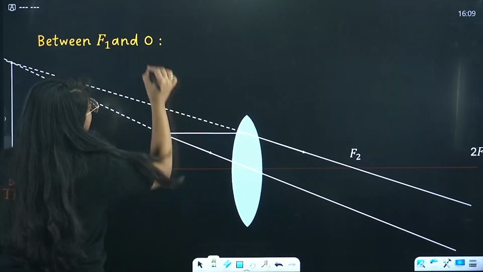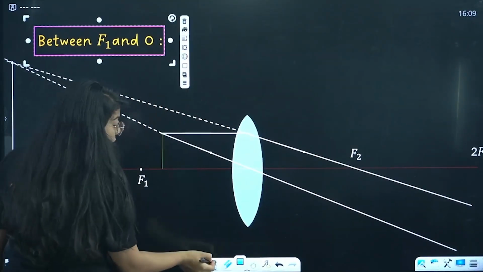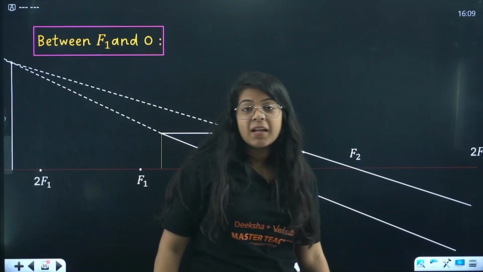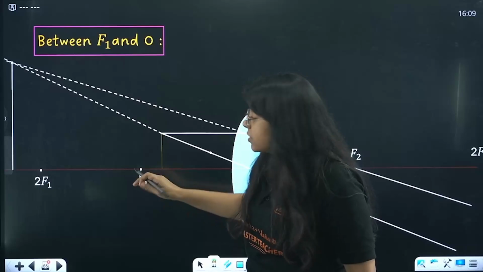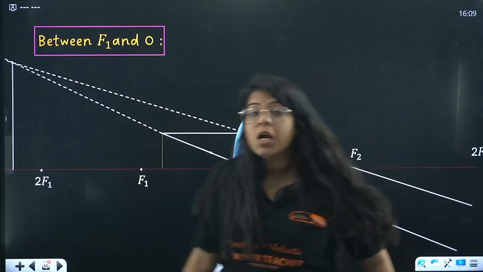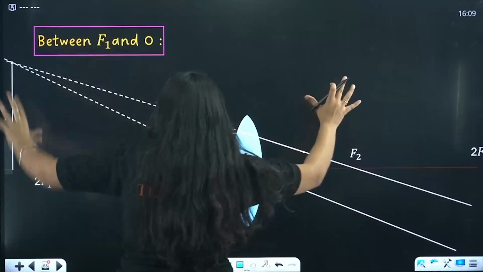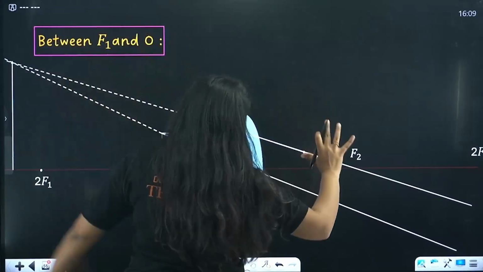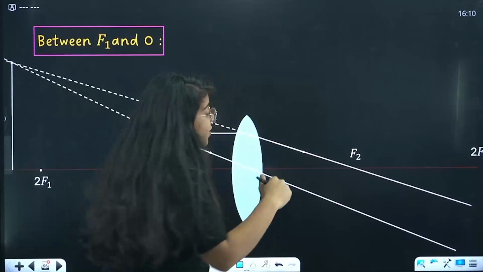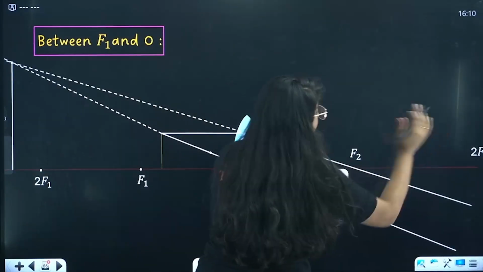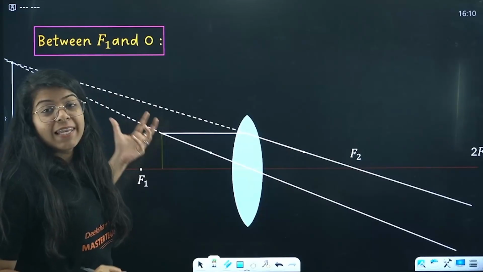So the object is between F1 and O. Now if you remember concave mirror, you must remember the sixth case, the stupid case, where the image was between focus and pole. The image was formed on the right hand side, instead of all the 5 images which were formed on the left hand side. It's just reverse in the case of lens. All the first 5 cases have images formed on the right hand side, but in the sixth case, the stupid case, the image is on the left hand side.